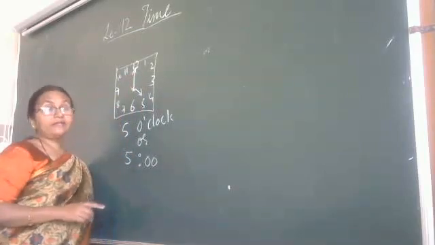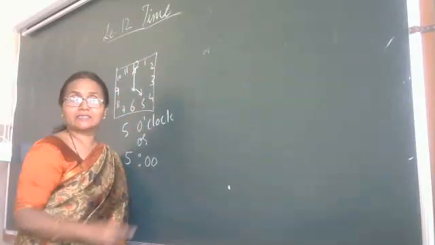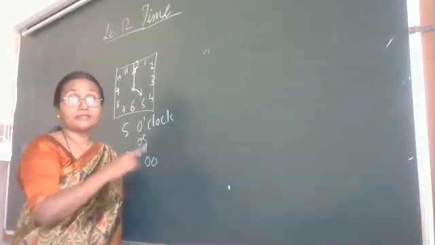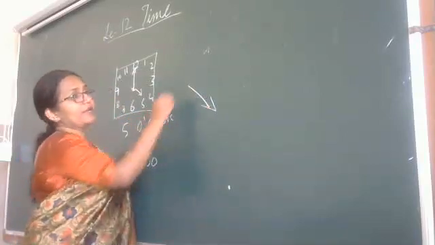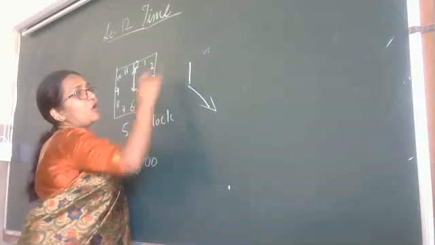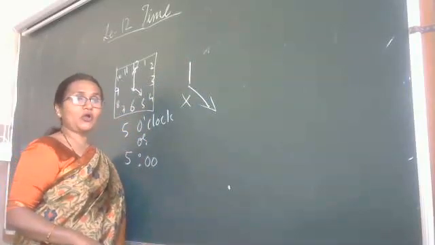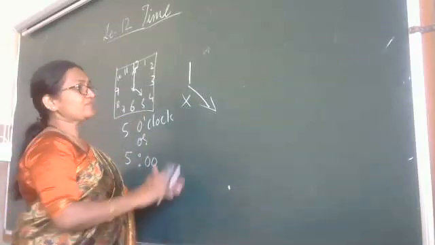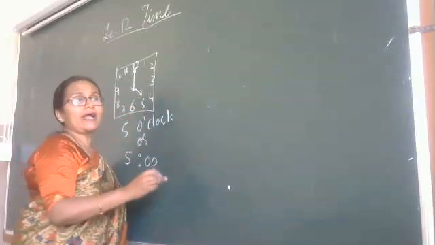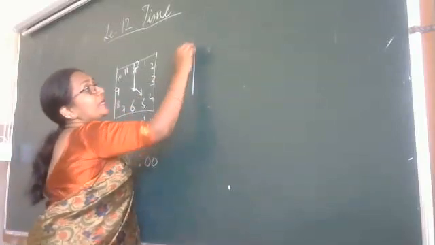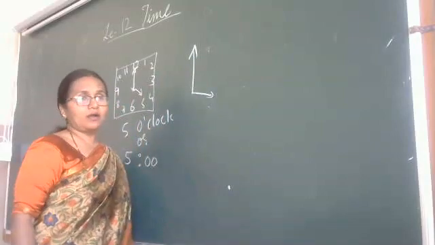Okay? And when you draw, the minute hand has to be longer than the hour hand. If you show the hour hand big and the minute hand small, then it is wrong. Okay, understood all of you? Always when you write the time, when you draw the time, when you show the hands, the minute hand will be bigger and the hour hand will be smaller.